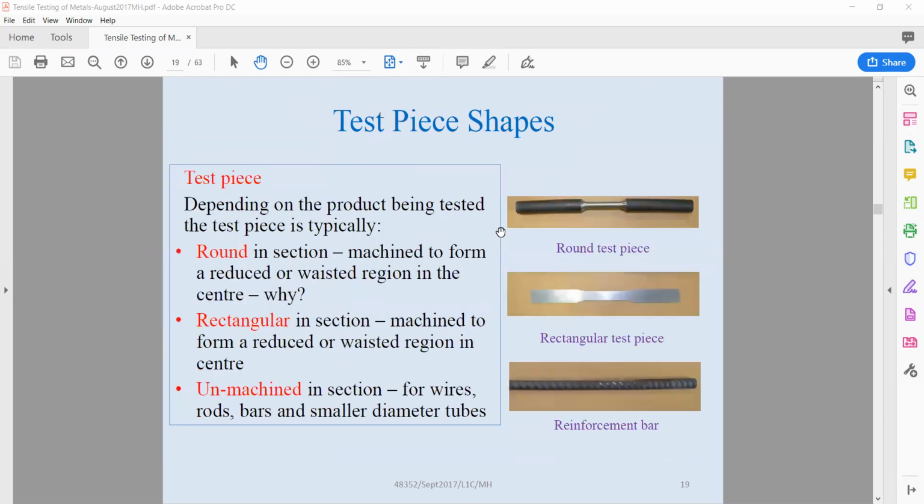So what types of test pieces do we have for shapes? We can have round test pieces, rectangular test pieces, or reinforcement bar can also be tested. These two are machined. Machined means they look like a dog bone shape, but this one is unmachined.